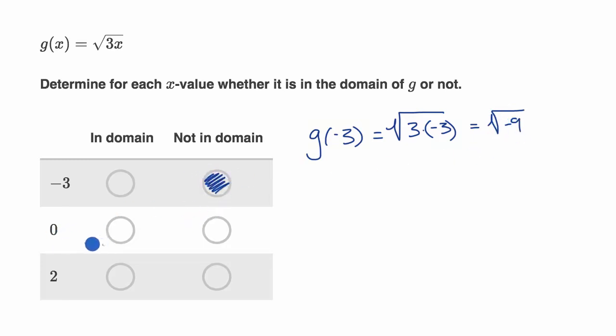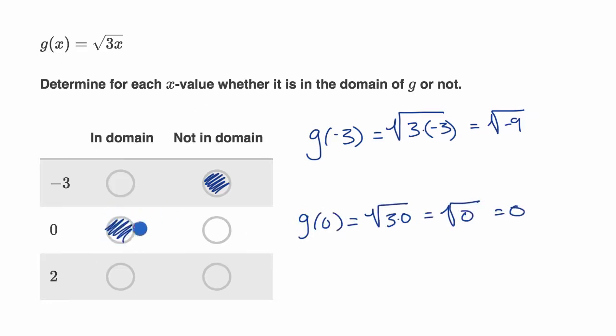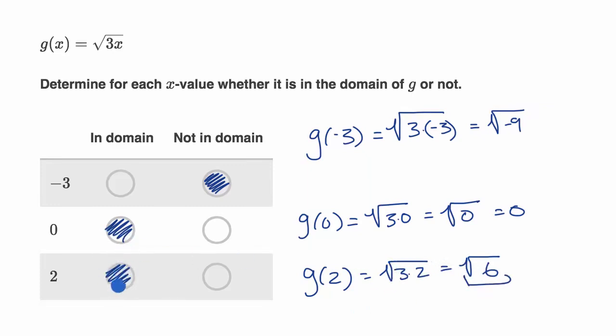What about when x equals 0? Well, g of 0 is going to be equal to the square root of 3 times 0, which is equal to the square root of 0, which is equal to 0. So that gave us a legitimate result. So that is in the domain. And what about g of 2? Or x equals 2. What does that give us, a legitimate g of 2? Well, g of 2 is going to be equal to the square root of 3 times 2, which is equal to the square root of 6, which is a legitimate output. So x equals 2 is in the domain.